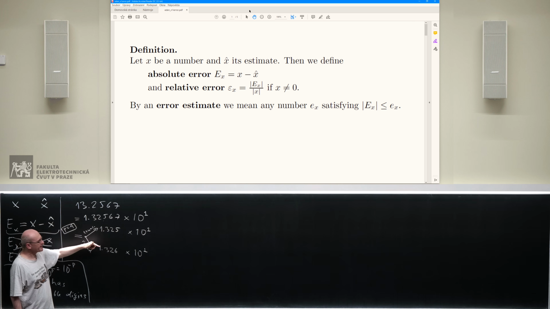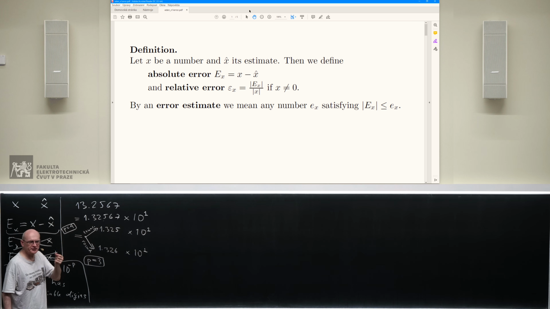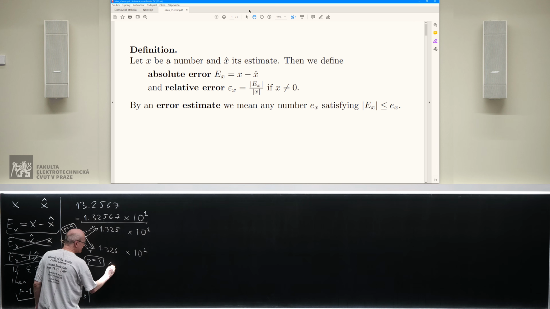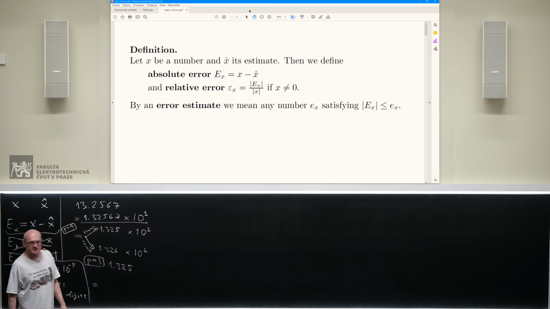Now, before we get into the format and so on, let's address one interesting question. What if I asked for this number to be stored on an even tinier computer with a really tiny memory, okay, which remembers just 3 digits? Perhaps I will start with a slightly modified example. Let's say that I started with 1.325.